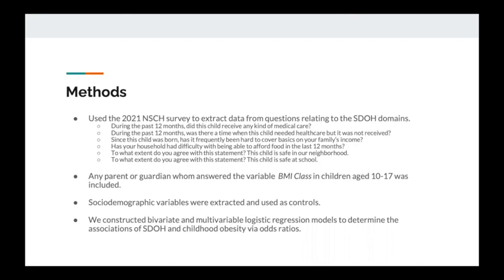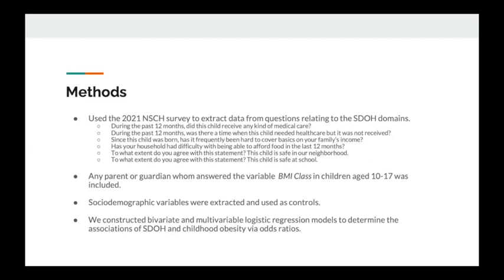Any parent or guardian who answered the variable BMI class in children aged 10 to 17 was used. We included this age range because the NSCH only collected data on these children, which is in accordance with the Title V Maternal and Child Health National Outcome Measure. We extracted socio-demographic variables of age, sex, race, ethnicity, household income based on the federal poverty level, and education level of the adult in the household, and we used them as controls.